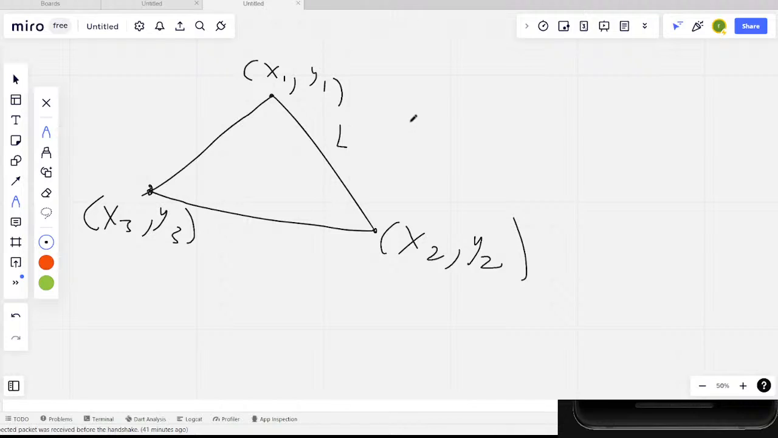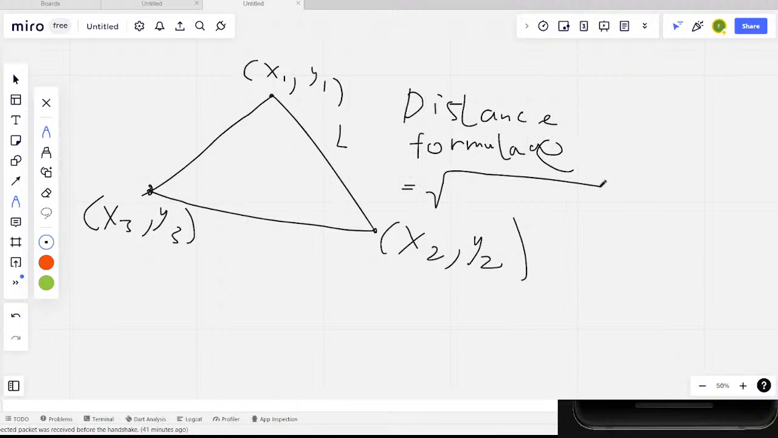Great. So we will use the distance formula. And as you know, the distance formula is equal to the square root of (x1 minus x2) squared plus (y1 minus y2) squared, and so on for the other two sides. Great. So this is our first aspect.